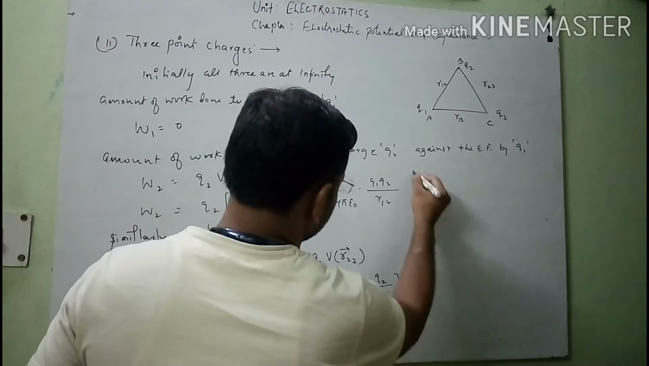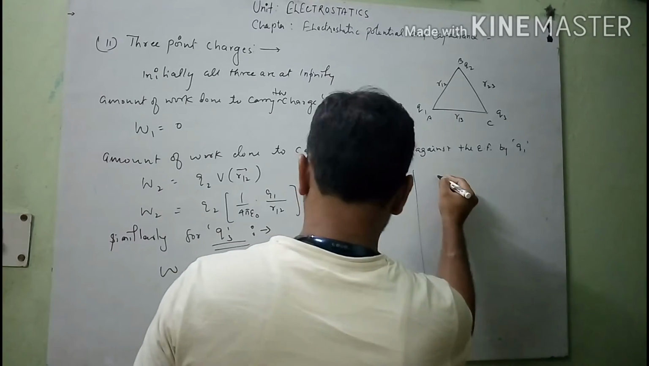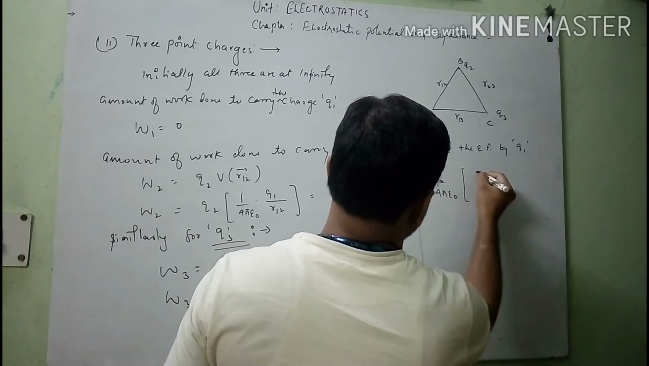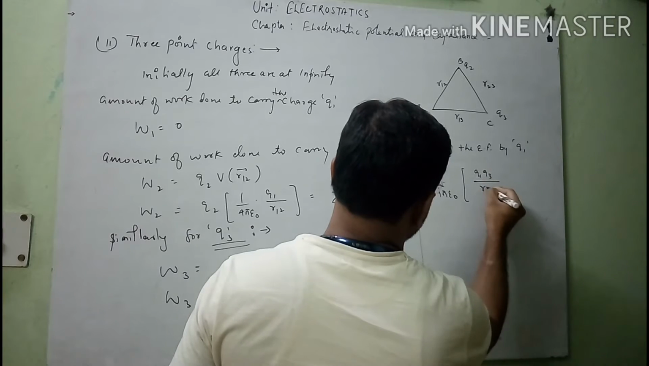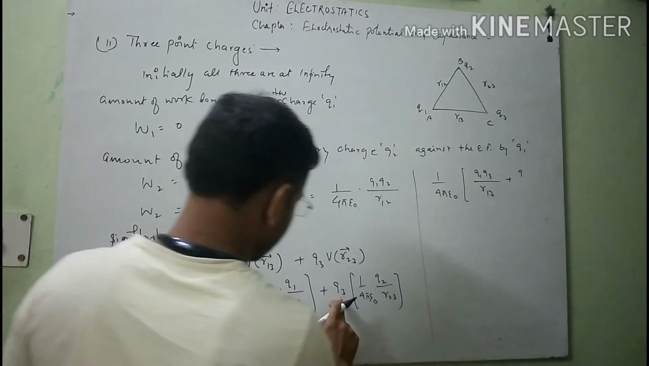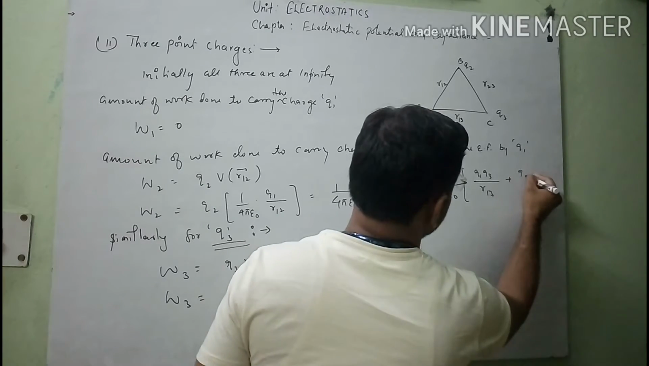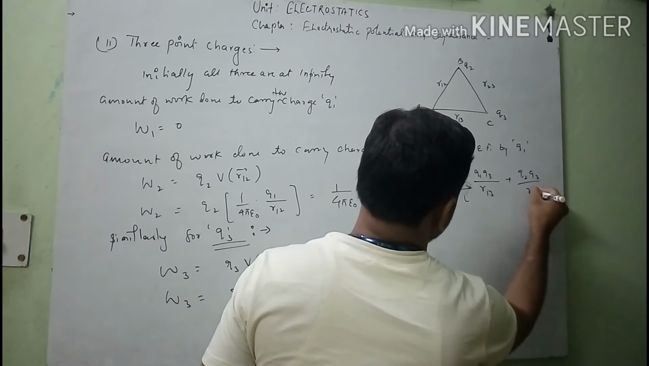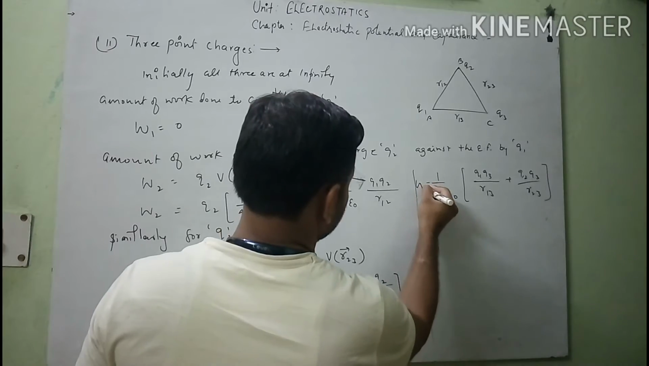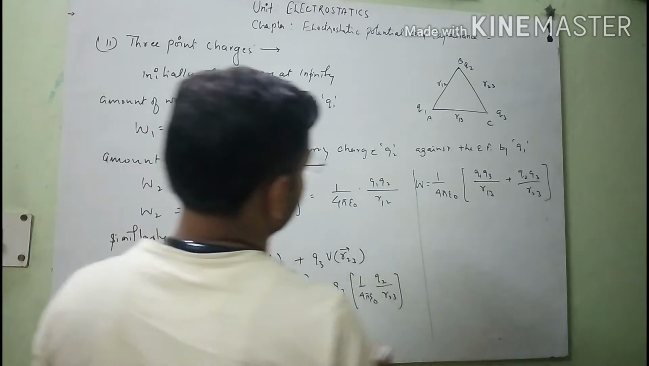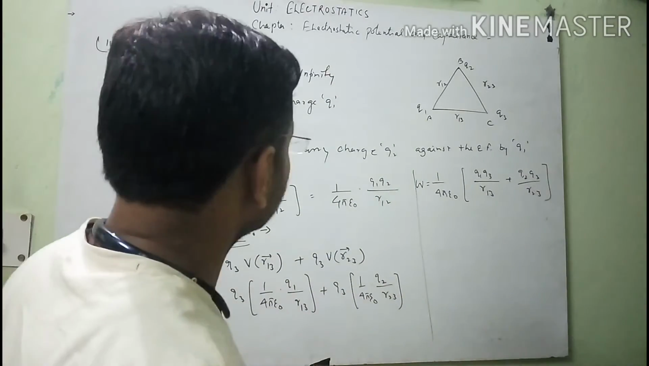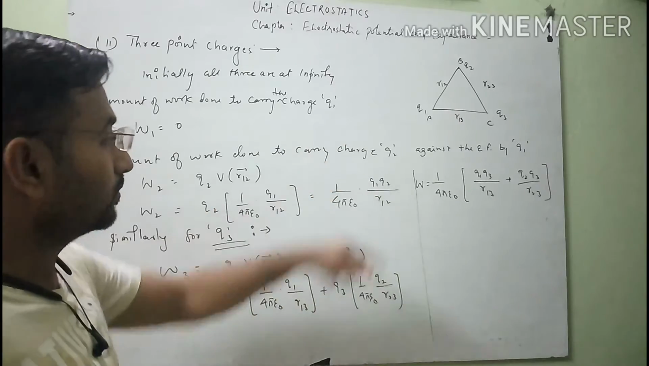Student, after adding these two, the value which you will get here is Q1 Q3 over R13 plus Q2 Q3 over R23. So this is our work done. Clear? This is our work done to carry the charge Q3 from infinity to point C.